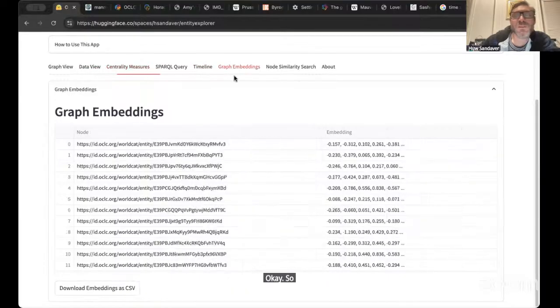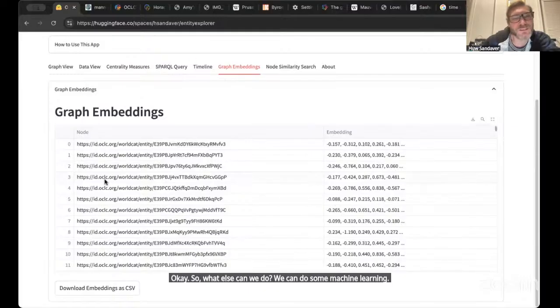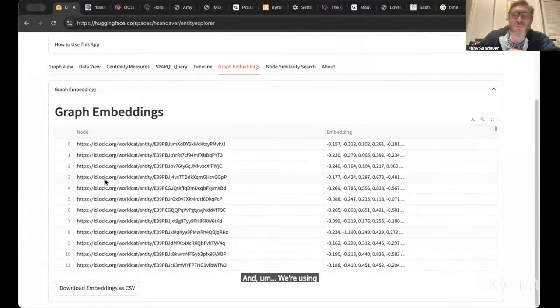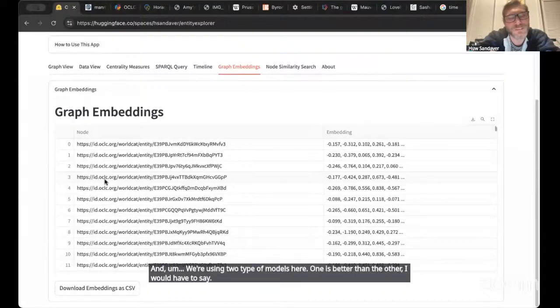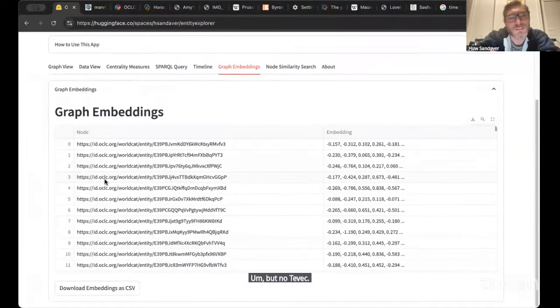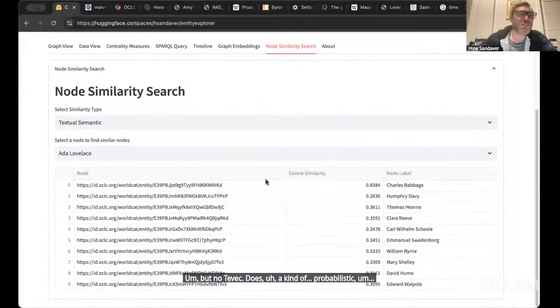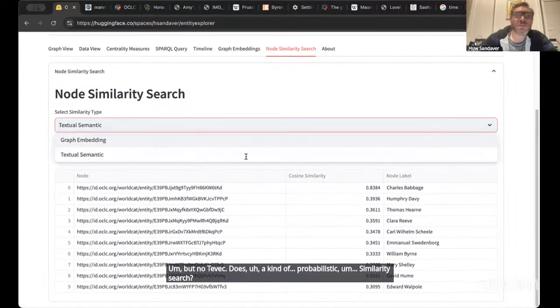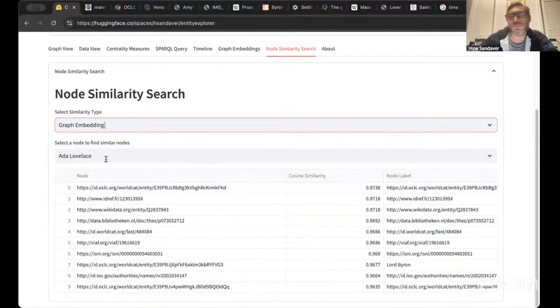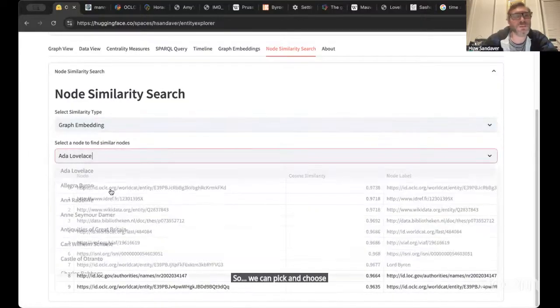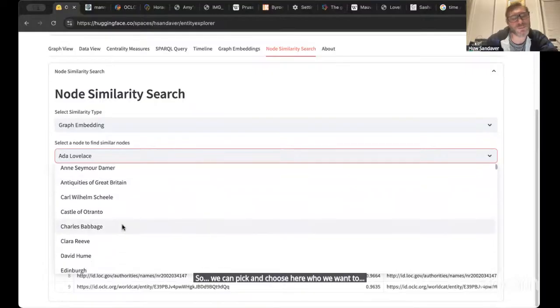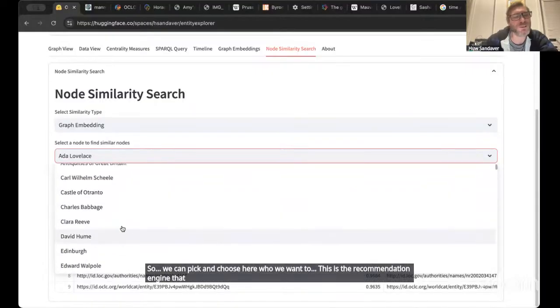So what else can we do? We can do some machine learning. And we're using two types of models here. One is better than the other, I would have to say. But Node2Vec does a kind of probabilistic similarity search. So we can pick and choose here who we want to. This is the recommendation engine that Amy was referring to.